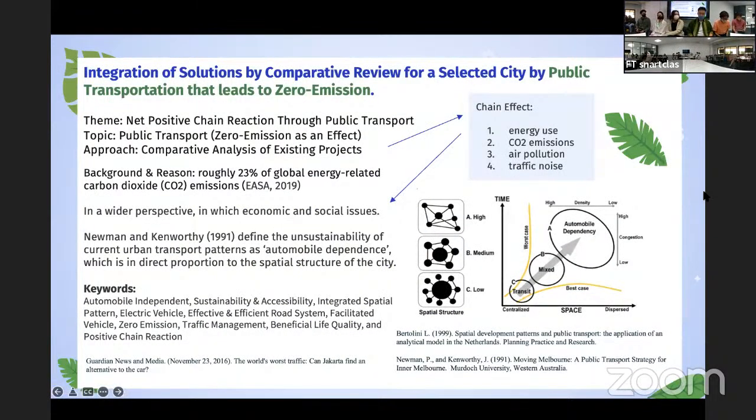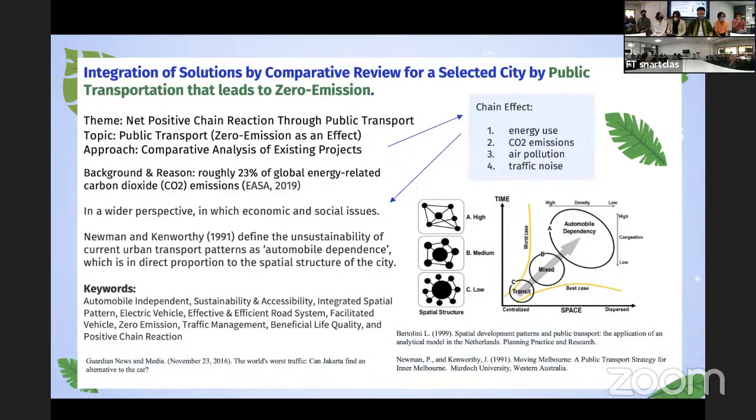Our concept can be summarized in one sentence: integration of solutions by comparative review for a certain city by public transportation that leads to zero emission. Hence, the theme is net positive change reaction through public transport, and our topic is public transport with zero emission as a side effect. Our approach is comparative analysis of an existing project. In our case, the existing project by Shenzhen. The background and the reason for our approach is that transportation accounts for roughly 27% of total energy consumption and 23% of global energy-related CO2 emission.